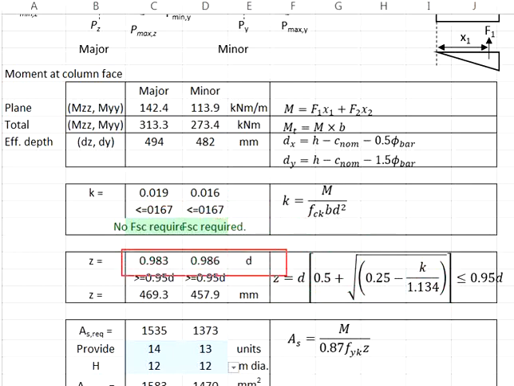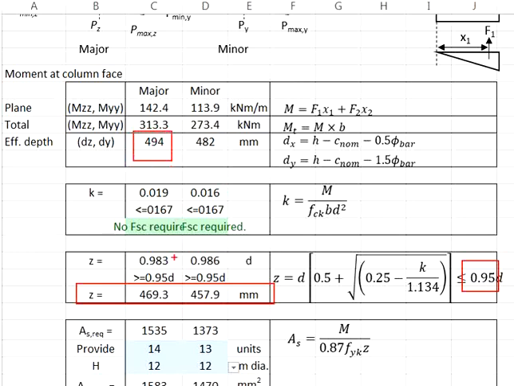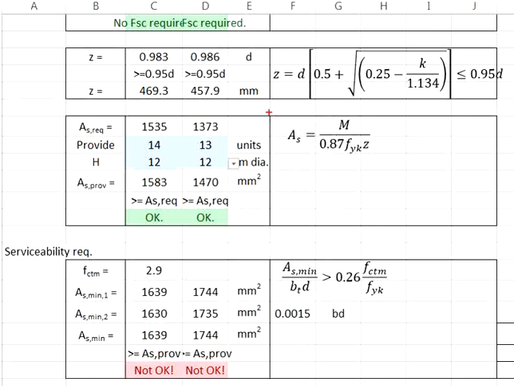Check the ratios: 0.983 and 0.986. This is greater than 0.95D. When it is more than 0.95D, you will use 0.95D. That means the calculated Z here is equal to 0.95 multiplied by the D in the major and in the minor axis. Having your Z determined, now we're going to calculate the As required.